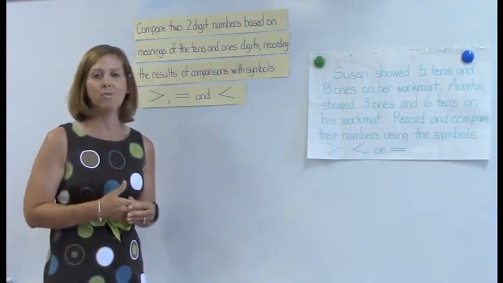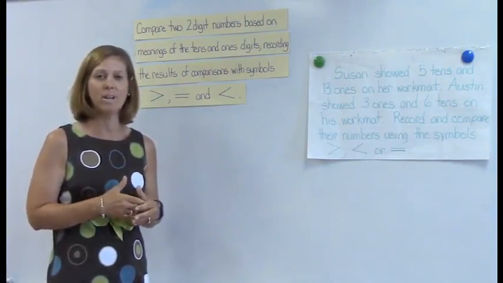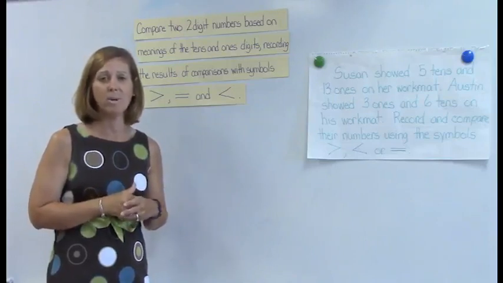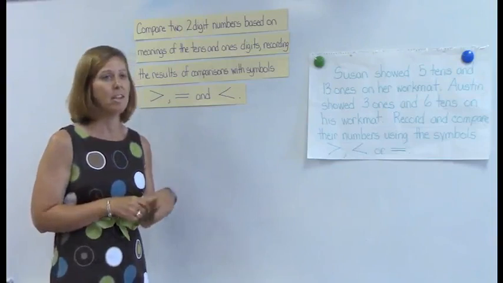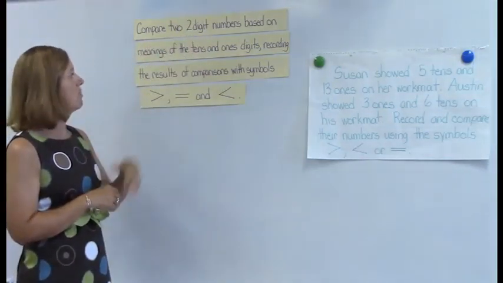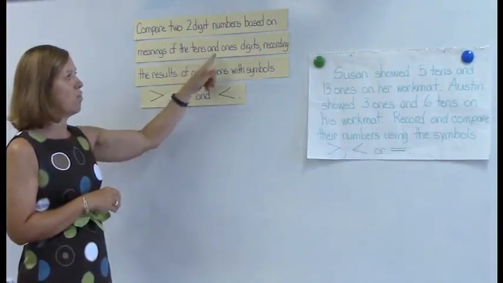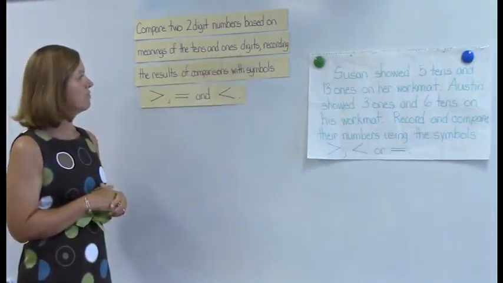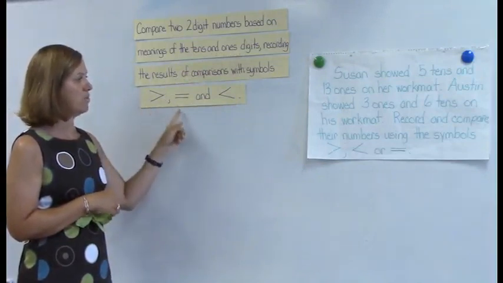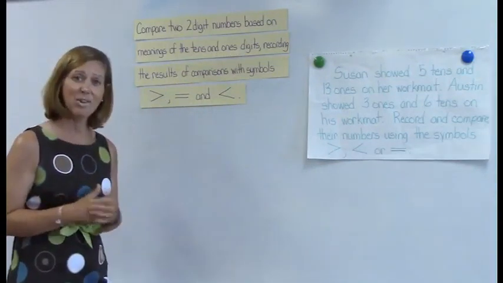And this standard is from our Numbers in Base 10 unit, which really gives our young children a solid foundation in place value understanding and number sense. So we will be comparing two two-digit numbers based on the meanings of tens and ones digits, recording the results of comparisons with the symbols greater than, equal to, and less than. Let's take a look at our problem.